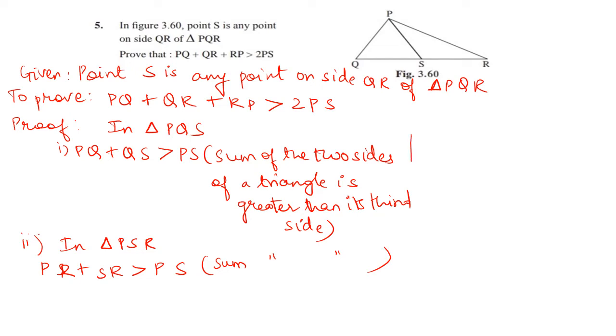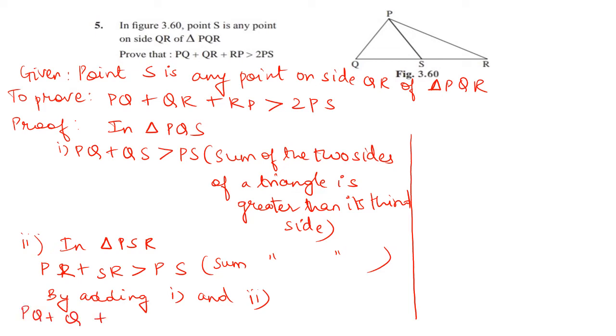So then, now by adding statements 1 and 2, here you have to write, children, the entire statement. Okay, so I'll write PQ plus QS plus PR plus SR is greater than PS plus PS. I've just added the left hand side, that is PQ plus QS plus PR plus SR is greater than PS plus PS.